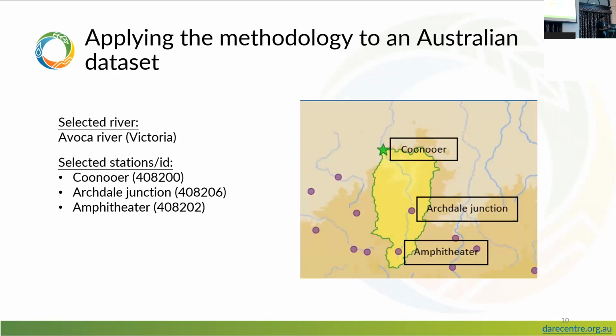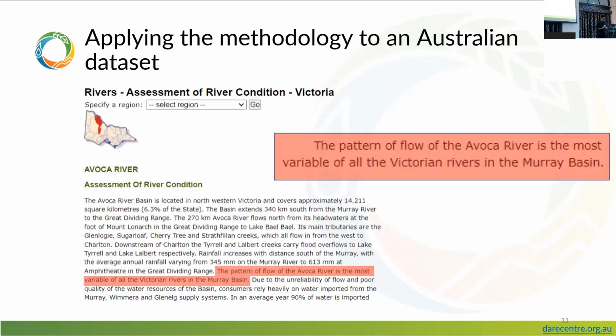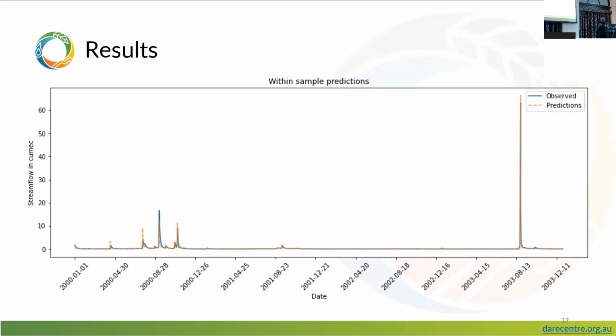But then again, I try to use the model that I'm proposing for the Australian context. I selected the Avoca River in Victoria. And then I later found out that this particular river that I randomly chose has the most variable flow pattern out of all the Victorian rivers in the Murray-Darling Basin. So well done. I thought maybe if I can do a good job with my simple model for this data set, it could be a good step to start off and say, okay, maybe it works.